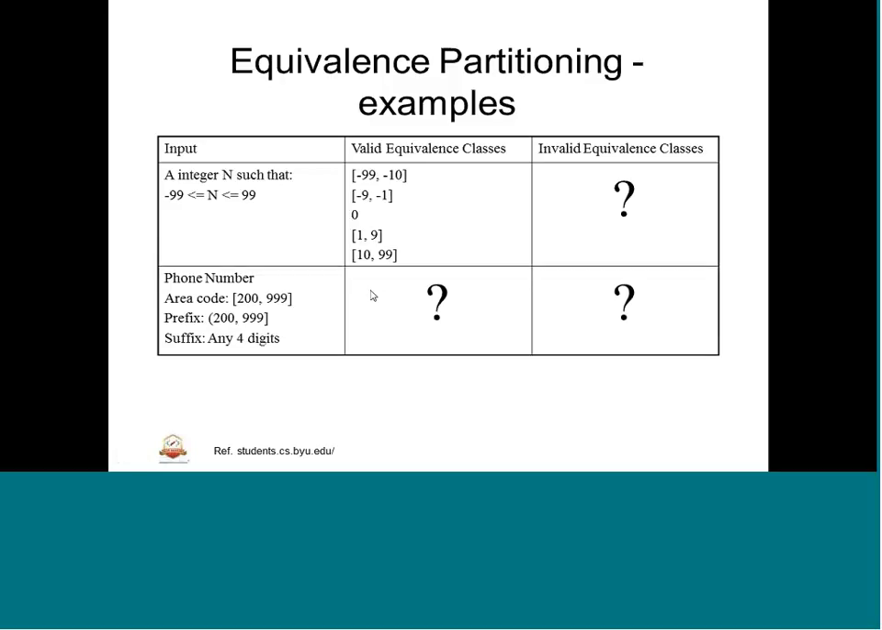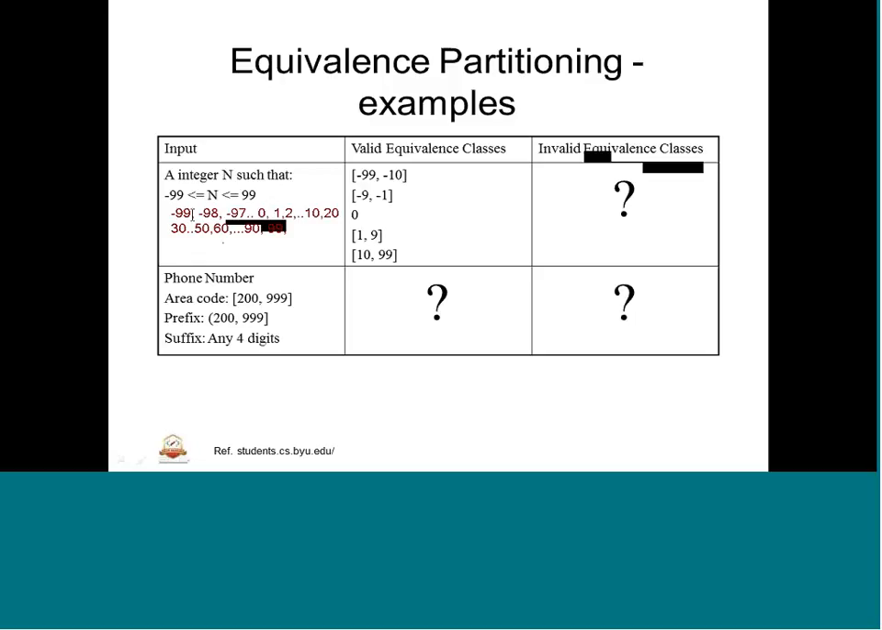Okay, the first one we will take. We know that n takes values from -99 to 99. That means the system is expected to take input from -99 to +99. So we can have a number of test cases: -99, -98, -97, etc., all within the range, then we can have 0, 1, 2, maybe 10, 20, 30, 50, 60, 90, 99. So these are all it can take, that is the input that we have, but do we need to have all of this?